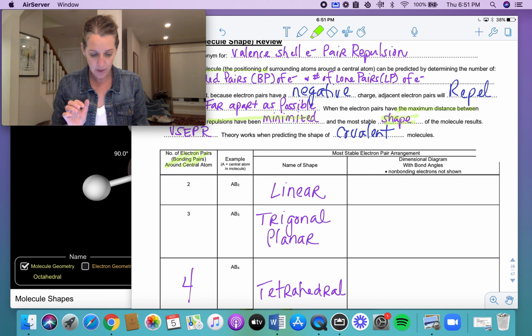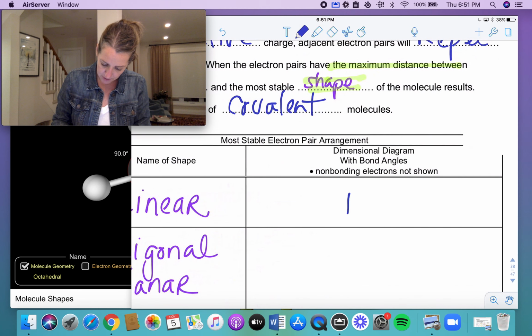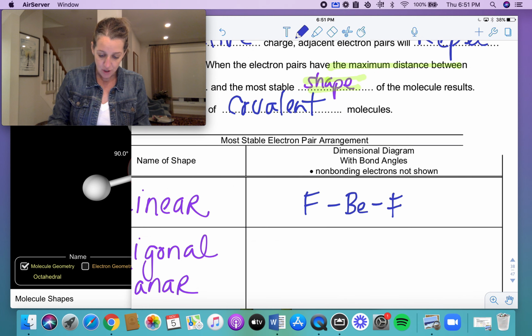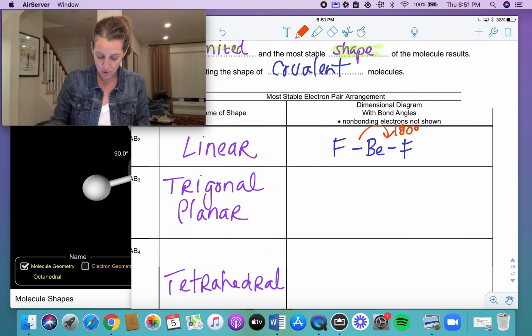Do I have a molecule? Oh, I could give you a molecule to do. The shape is going to be linear. Let's just draw that, okay? I'm going to use beryllium difluoride because that's what we had on the first page. That's all you're going to draw. You're going to add in your bond angles. And of course, if it's linear, that is easy. It's 180 degrees, okay? Let's draw the next one, trigonal planar.